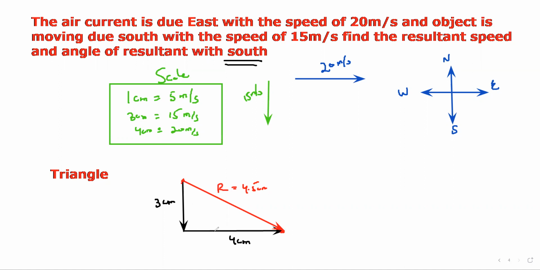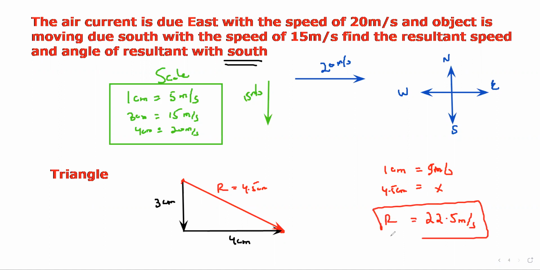So first you draw 3 centimeter, then you draw 4 centimeter, and then you measure the length. Draw from the tail of the first to the head of the last, that's the resultant. And you have the scale that 1 centimeter is equal to 5 meter per second. So if you have a resultant of 4.5 centimeter, how many meter per second will that be? You just cross multiply. So 4.5 into 5 is equal to 22.5, and it's meter per second. So the final answer: the magnitude of the resultant is 22.5 meter per second.